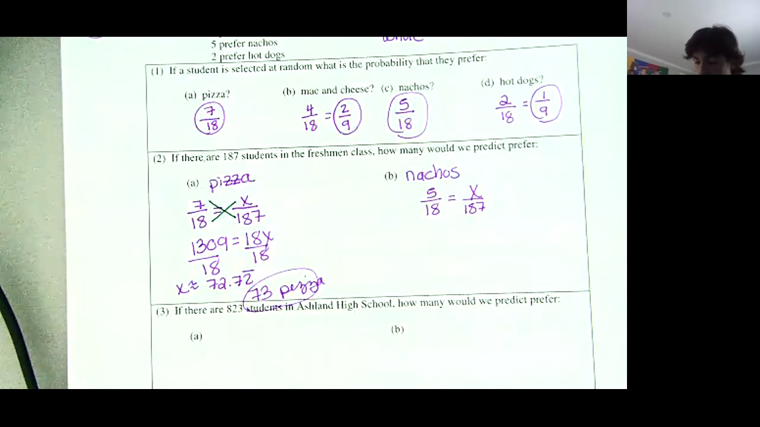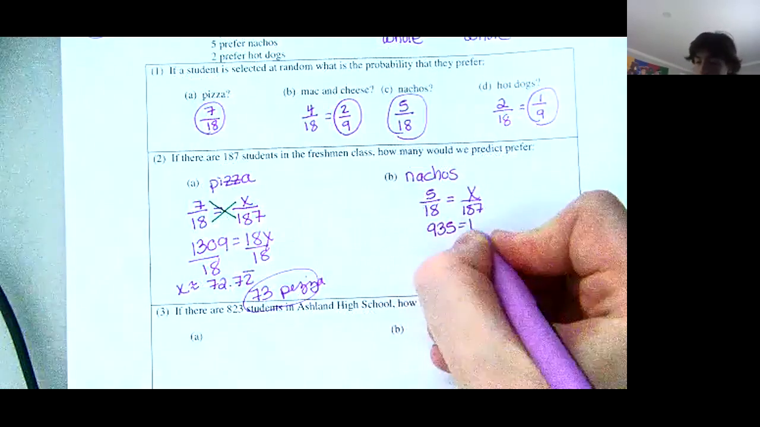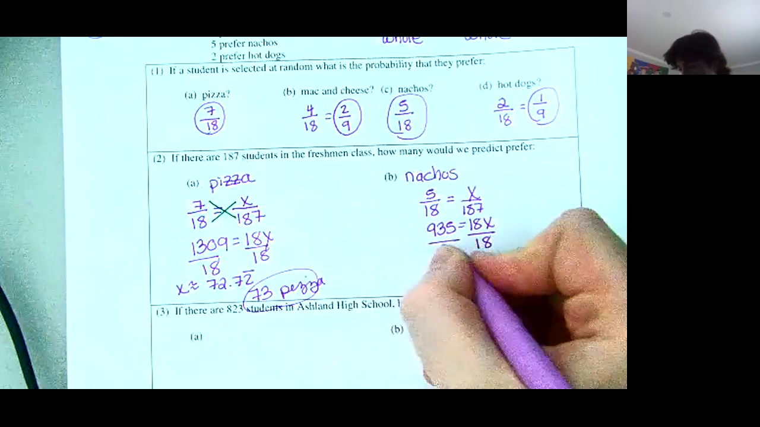Well, given how good you people are, I have a feeling you can probably go from there. It's going to be a decimal. That's fine. You're just going to need to do some rounding. Please go cross multiply, solve, and of course, make sure you're showing all the algebra. I'm going to need to see that. Not a whole lot of work, but show me a little bit. Maybe 935 equals 18x.